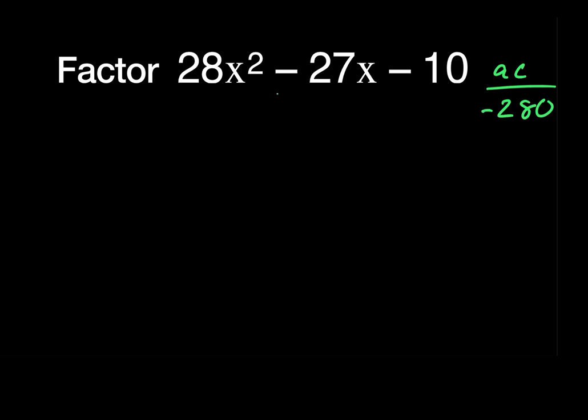Well, I need the difference to be negative 27. And the quick place to start is, can we be lucky enough that positive 10 and negative 28 work? The reason I know it's positive 10 and negative 28 is because this middle number has to be negative, so the bigger number has to be the negative number. But the difference here is negative 18. That doesn't quite get me there. So I need two numbers that are a little bit further apart.